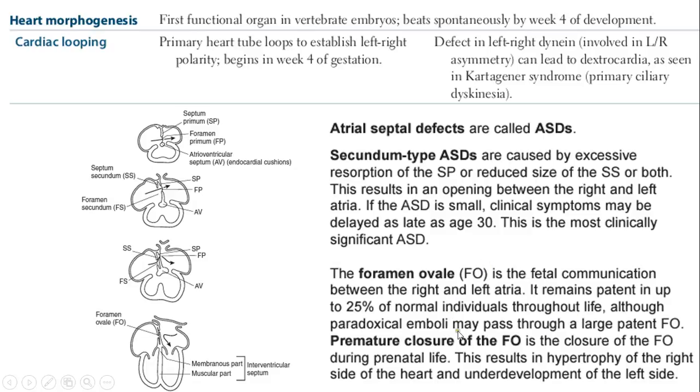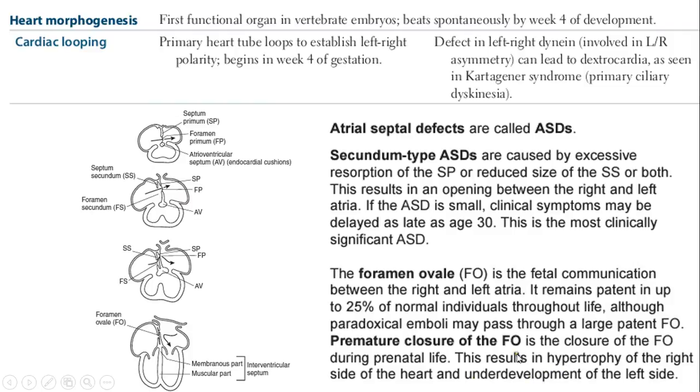Where was I in the reading? When they talk about these paradoxical emboli, they pass through the foramen ovale and then they go into like the brain or something. So the premature closure of the foramen ovale is the closure of the foramen ovale during prenatal life. This results in hypertrophy of the right side of the heart and underdevelopment of the left side.